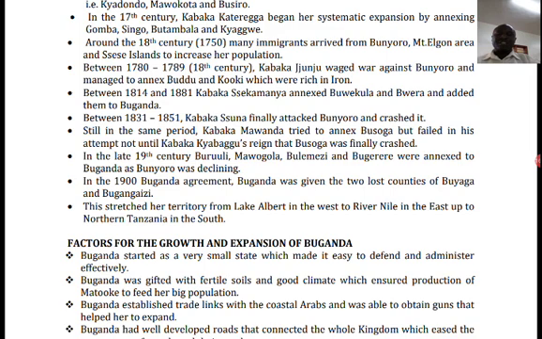Kabaka Suna also attacked Bunyoro and crushed it. But you cannot forget areas of Bulemezi, Mawogola, Bulemeza, and Bugiriri that were also brought under Buganda's control. Mutesa I managed to bring areas of Buyaga and Bugangaizi under Buganda, and Buganda expanded in size.